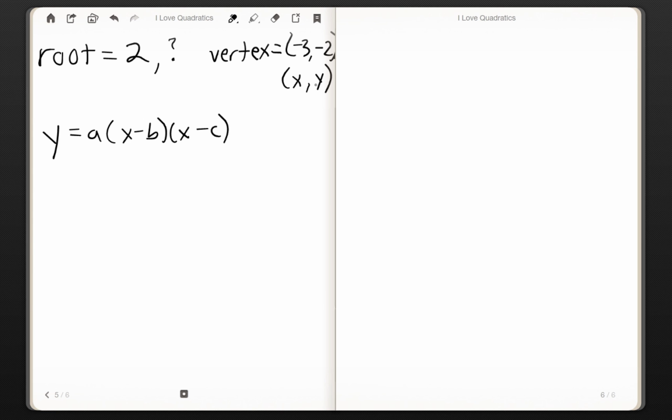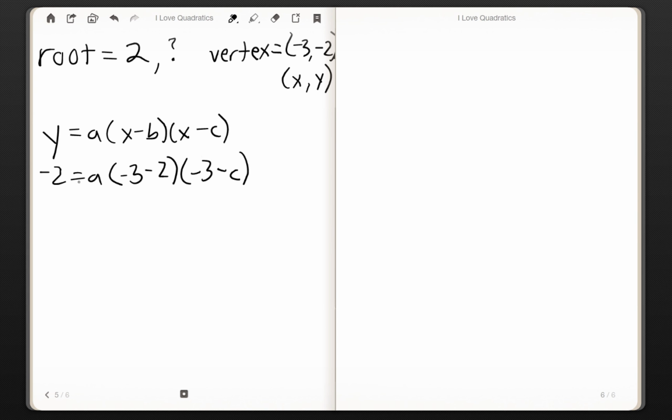So if we use root form, then we have y of -2 equals a times x of -3 minus the first root of 2, times x of -3. And then we don't know what the second root is, so we're just going to leave that as c.